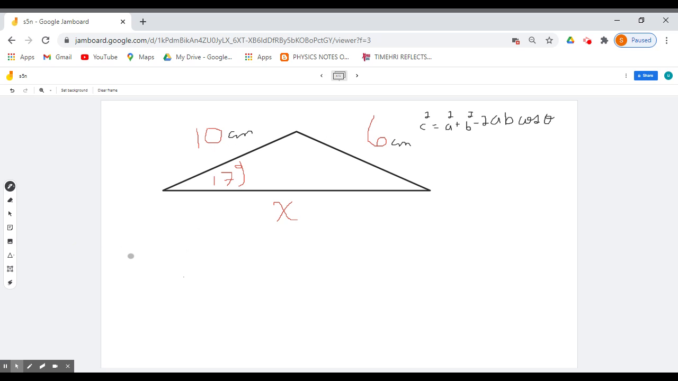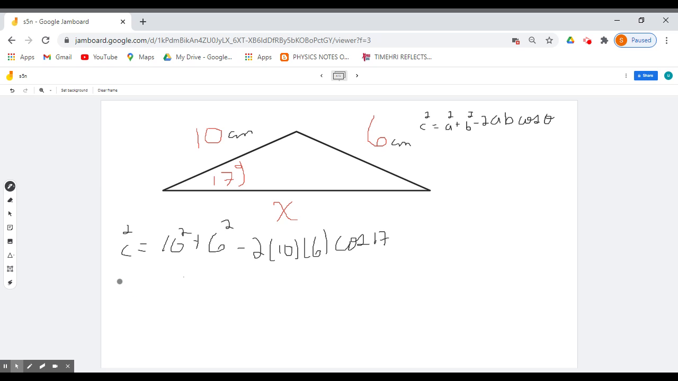So c squared, or a squared or b squared, doesn't really matter which one you use first, is equal to 10 squared plus 6 squared minus double 10 times 6. And then we multiply that by the cosine of the angle, which is 17. So cosine of 17.